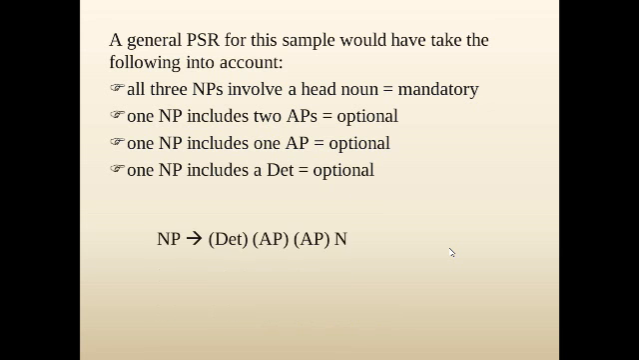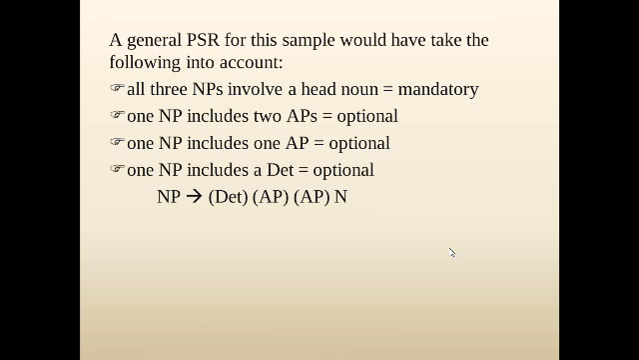Now, on that basis, we can propose a general phrase structure rule for the whole sample, which would be as follows. NP consists of an optional determiner, an optional adjective phrase, a second optional adjective phrase, and an obligatory head, which is a noun.